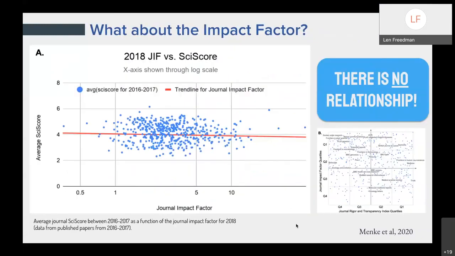So if you're wondering, and people do tend to wonder, whether there's any relationship with the impact factor, the answer is no. There's absolutely no relationship. We looked at it with the raw impact factor. We looked at it in quartiles, and you can pretty much just see dots all over the place. There's absolutely no relationship in any of these.